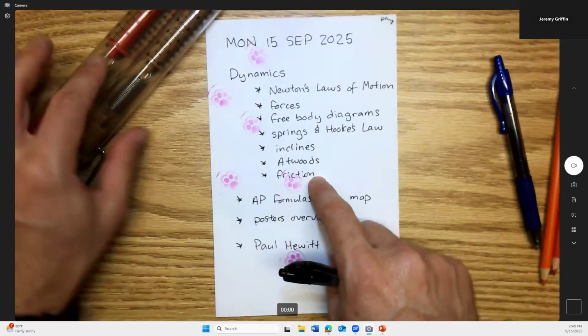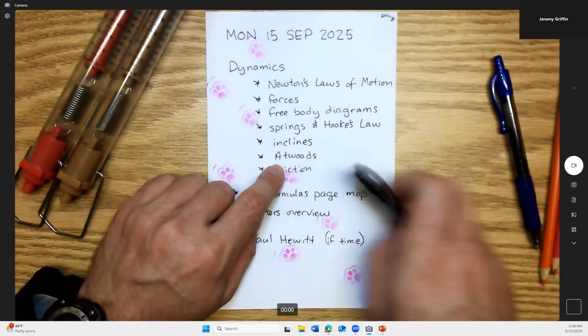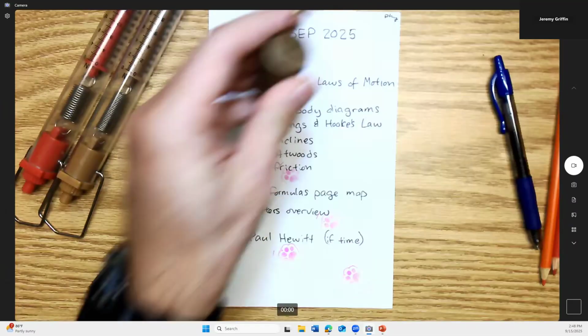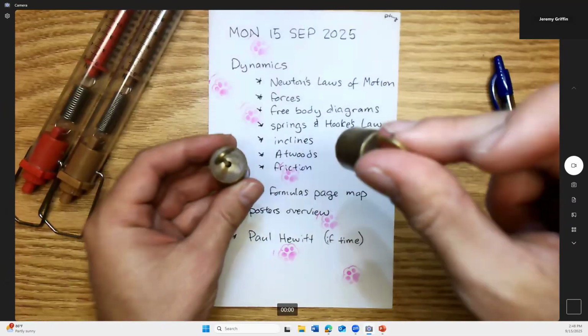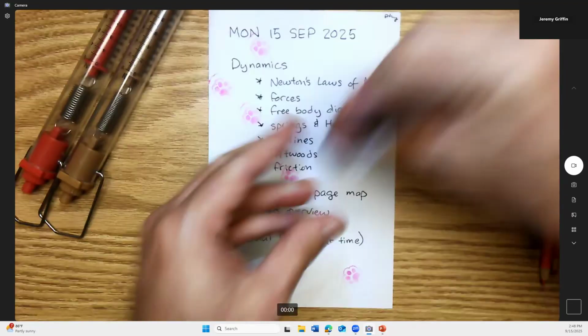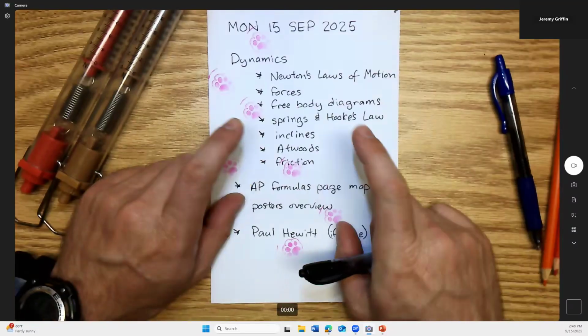I don't have a pulley in front of me, but you can set up some, and they're pretty fun. We won't even get to these today, but if you set up a little pulley and a couple of weights tied together by a string over the pulley, how does this thing move? Those are fun. That'll be a whole lab, maybe two labs out of that.